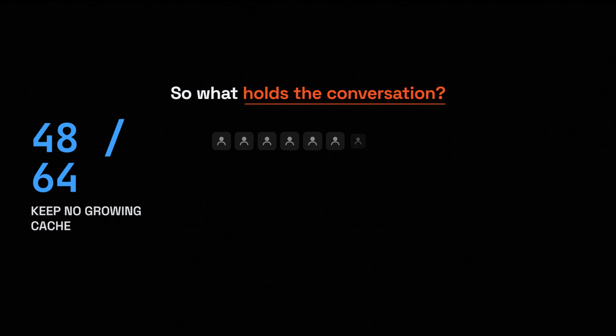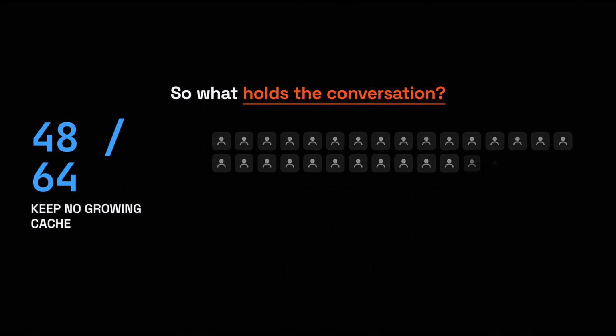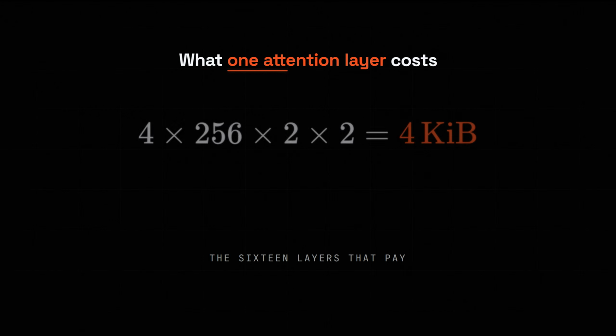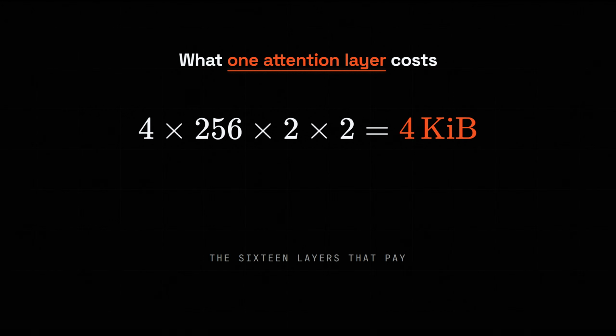If 3/4 of the layers keep nothing, what is holding your conversation together? The delta rule. Each new token corrects the state rather than appending to it, the way you update a running total instead of keeping every receipt. It costs memory, but the cost is fixed. It does not grow when the chat does. So the 16 real attention layers are the only ones paying per token.